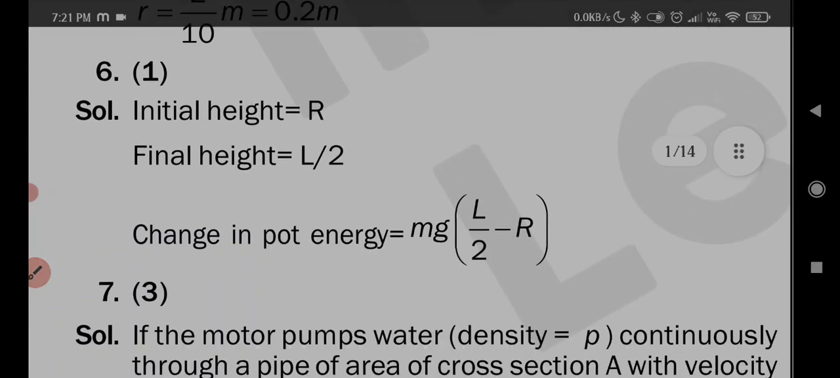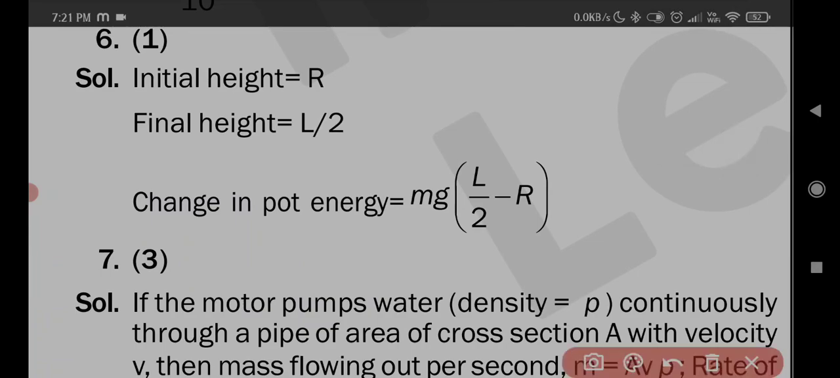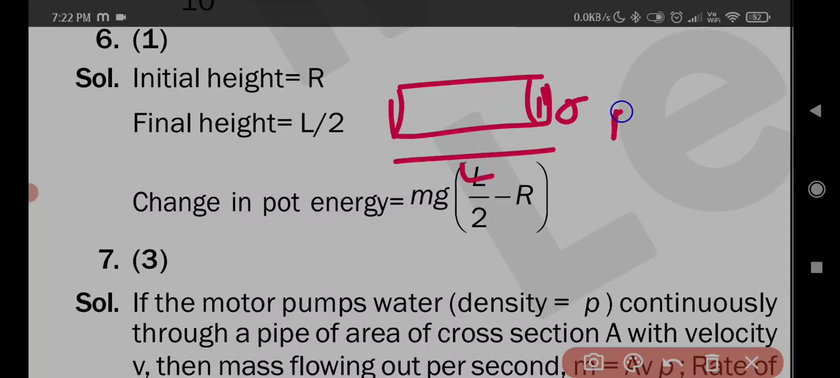Let's move to the next question. There is a uniform cylinder of radius R and length L, with mass m. It's lying on the ground with the curved surface touching the ground. If it is to be oriented on the ground with the flat circular end in contact with the ground, how much work is to be done to make it stand like this?